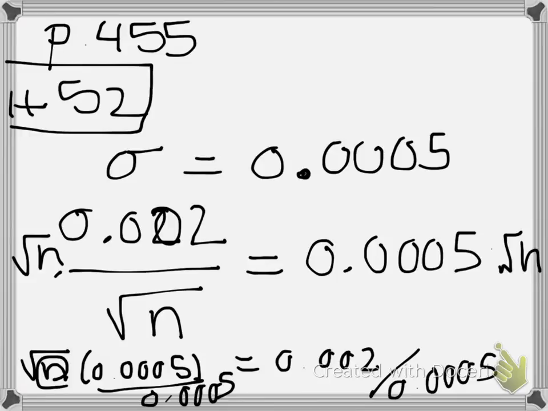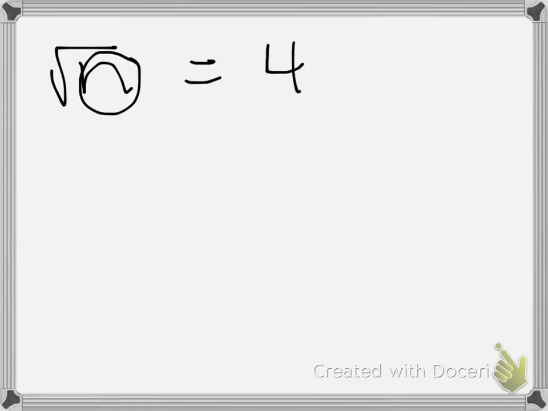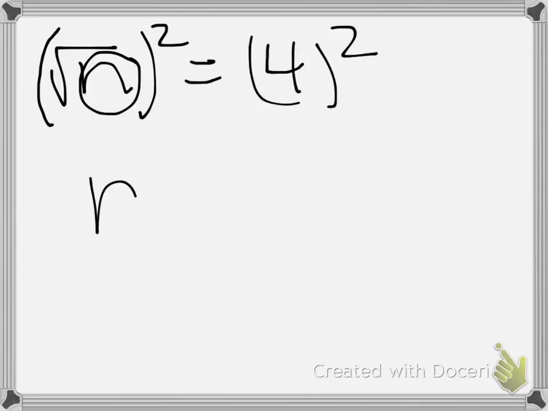I get 4. Okay, so now I have a new page. The square root of n is equal to 4. I need to solve for n, the opposite of a square root. Oops, sorry guys. It is a square. And I get n is equal to 16.